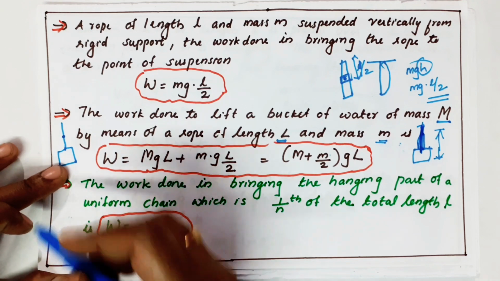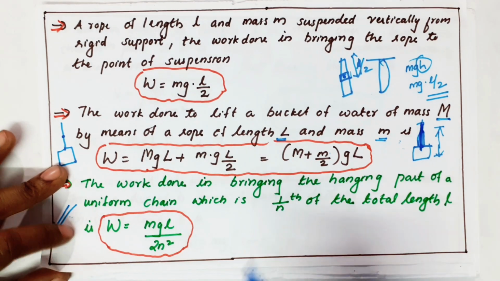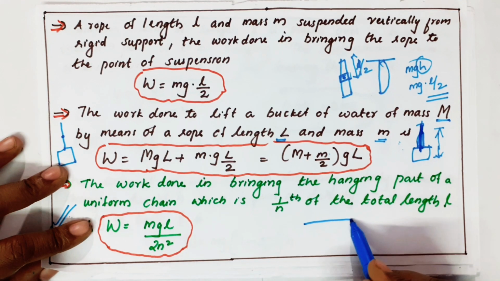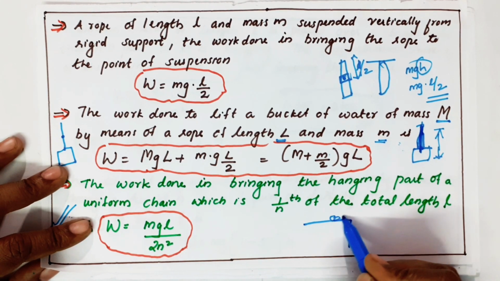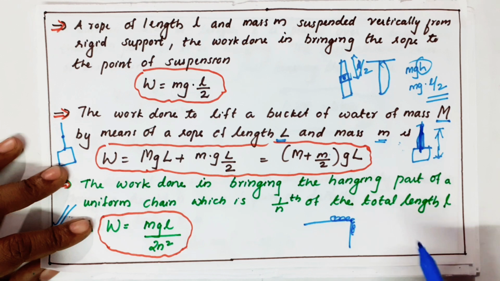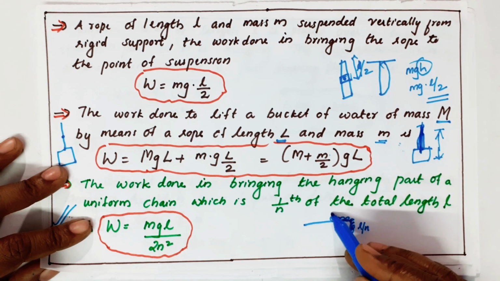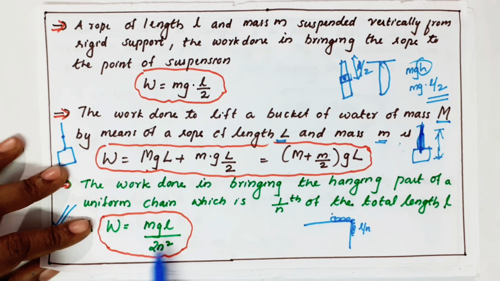This is a very important question I have seen in many exams. The work done in bringing the hanging part back on the table. It means, see, this is the case. We have a chain lying like this. Okay. L by n part is hanging. We need to lift it back. So what will be the work done? mgL by 2n square. mgL by 2n square.